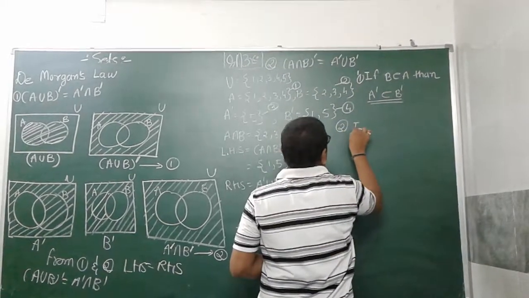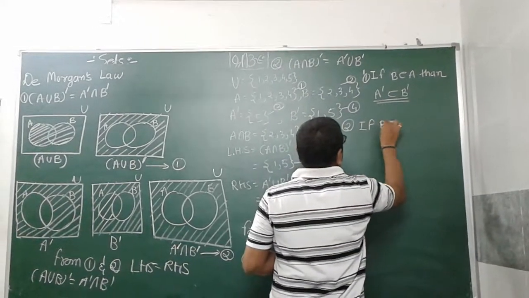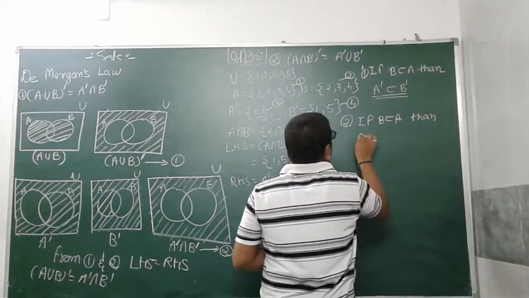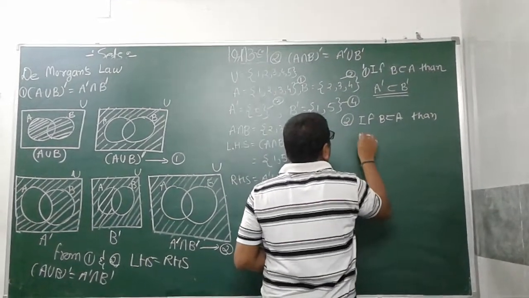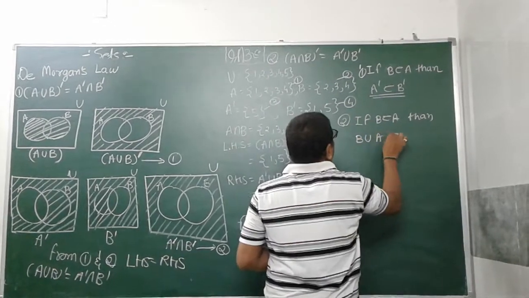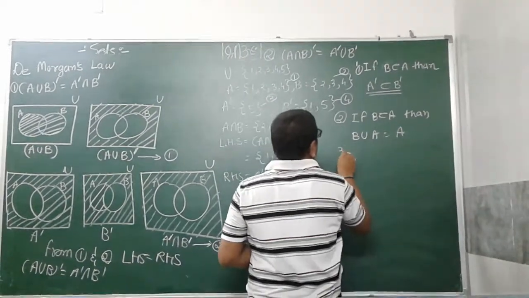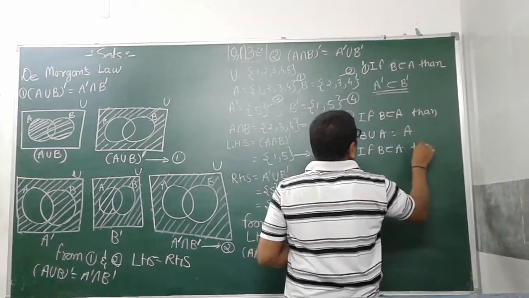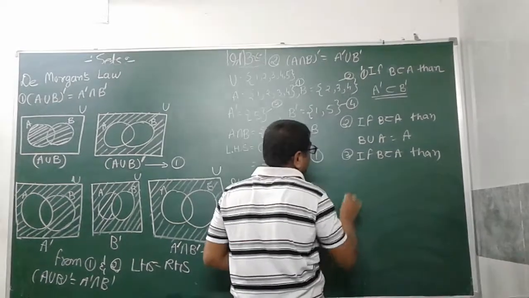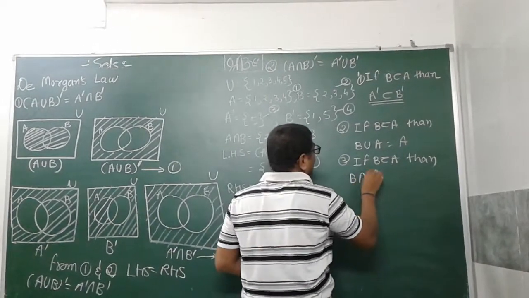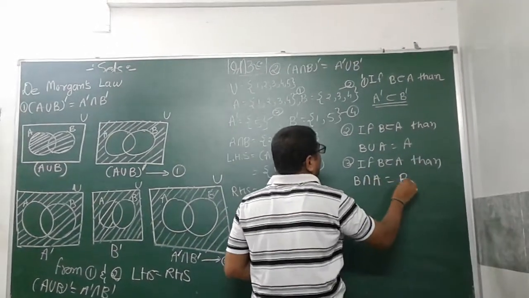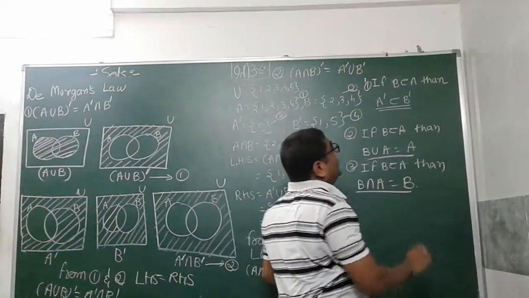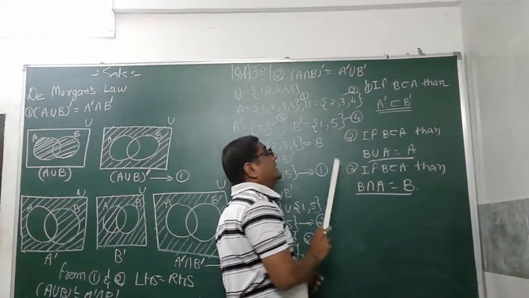Second conditional statement: if B is a subset of A, then B union A is equal to A. Third, if B is a subset of A, then B intersection A is equal to B. That is clear from example number 1 and 2. These three are known as conditional statements.